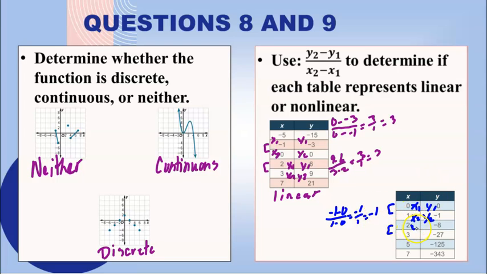Next one, I have x1, y1, x2, y2, and I'm going to have negative 27 minus a negative 8 divided by 3 minus 2, which will give us negative 28 plus 8, which will give us a negative 19 over 1. The slopes are not the same, so this one would be nonlinear.